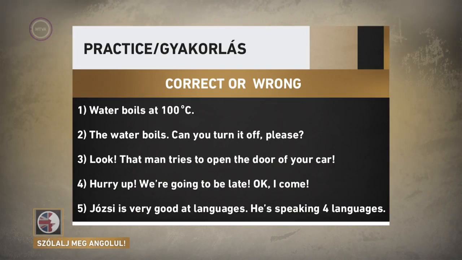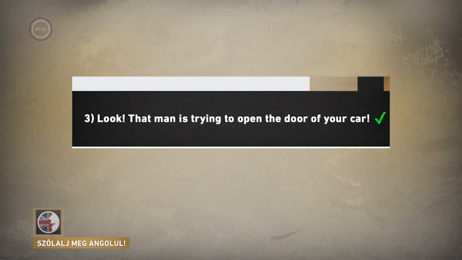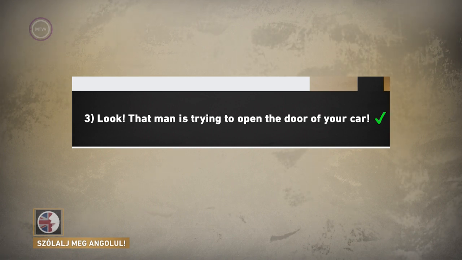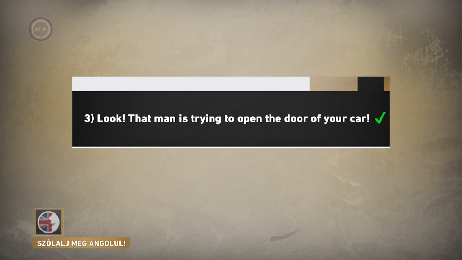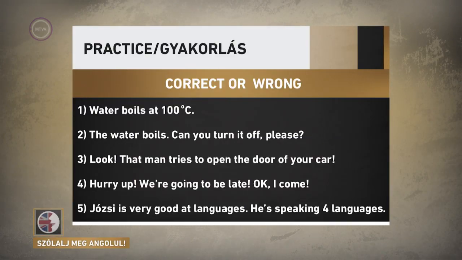Next, number three. What do you think? Look, that man tries to open the door of your car. Wrong. We're in your flat looking out of your window, and I can see something happening now when I'm speaking. Present continuous for things happening at or around the time of speaking. That man is trying to open your car door now when I'm talking. It's the present continuous.